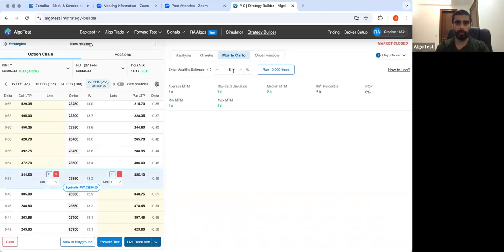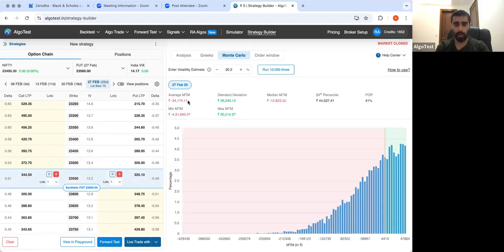I sold it at 13.2. Let's make it 20.2. Yeah, I'm going to lose money here. So how much money did I lose? 24,174 on average, right? On average, I lost this amount of money. The difference between IV and RV here is 7 points.